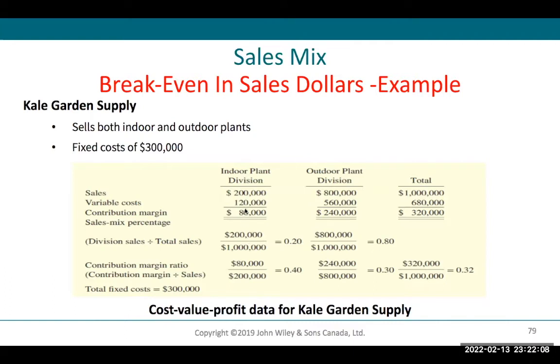So our contribution margin divided by our sales gives us a contribution margin ratio. $80,000 divided by $200,000 gives you 40 cents, or a 40% contribution margin ratio, for indoor plants. $240,000 of contribution margin divided by $800,000 gives us a contribution margin ratio of 30 cents. This gives us a total contribution margin ratio of 32 cents.